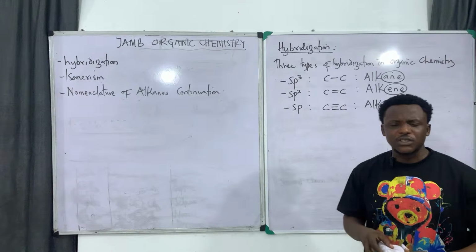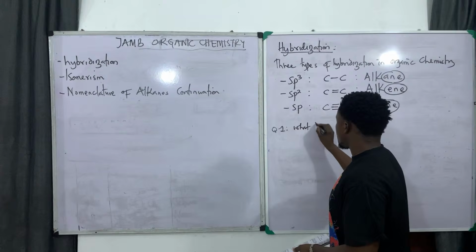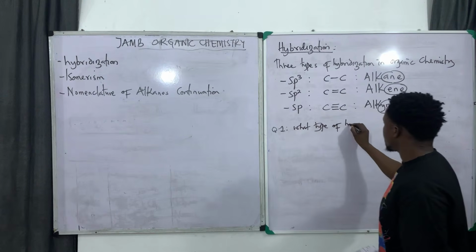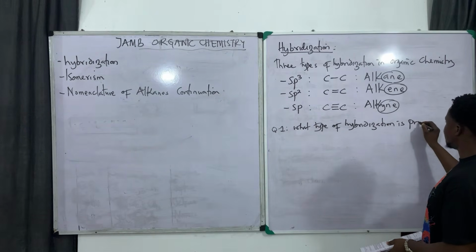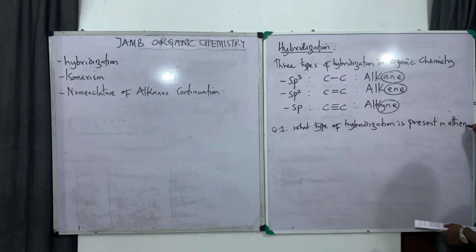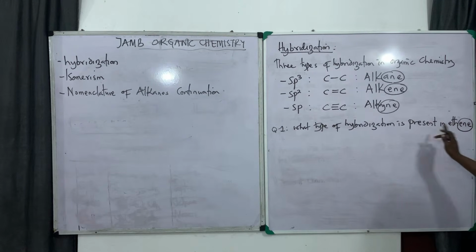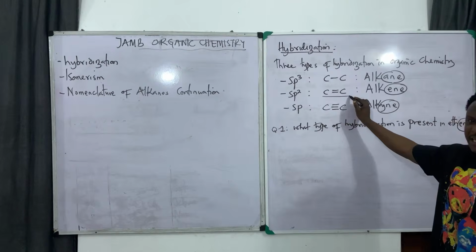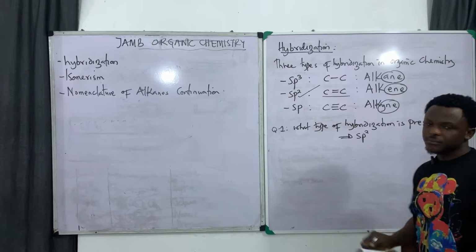Now, the most common question JAMB will always ask is, question 1: what type of hybridization is present in ethene? Once you see ene, that is an alkene. That means there is a double bond present here. Guys, what is the answer to that? The answer to that is sp2.